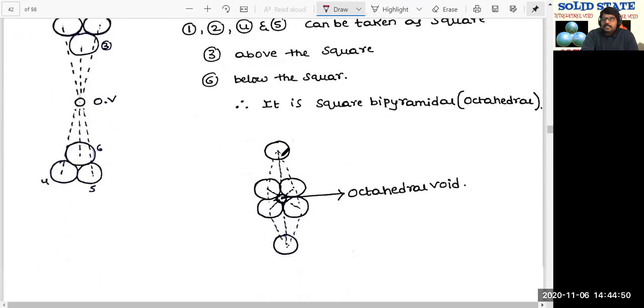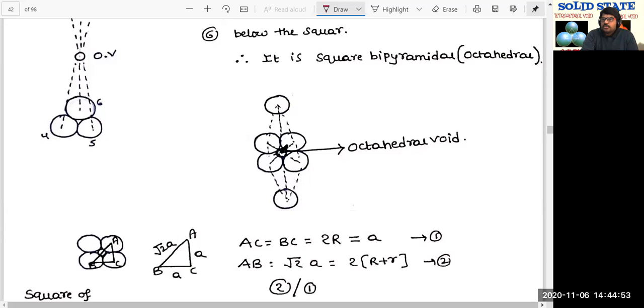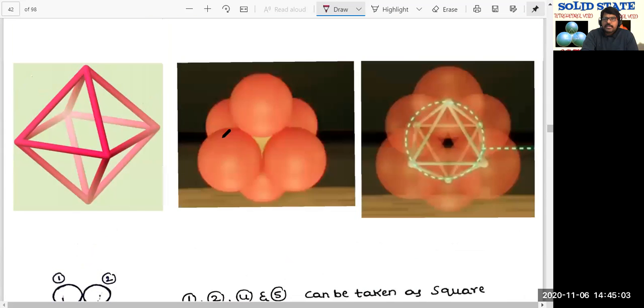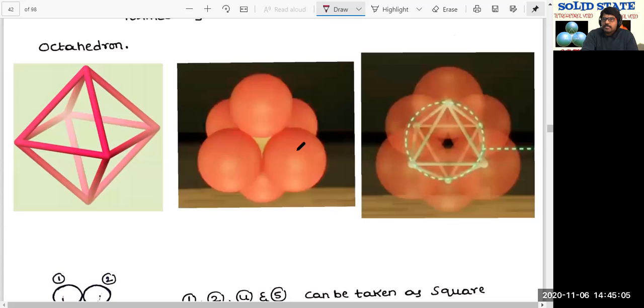And here we have to find this void ratio, and undoubtedly there is a contact, no doubt. This is actually lying above like this, which is the correct picture, but for the sake of calculation we have drawn it in a convenient way, but this is the structure. This is the square I have taken, and these are the two pyramids.